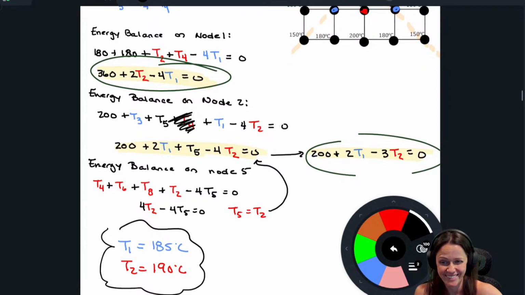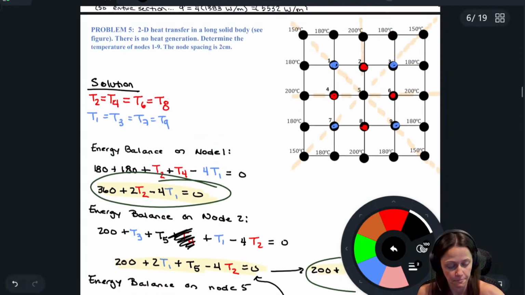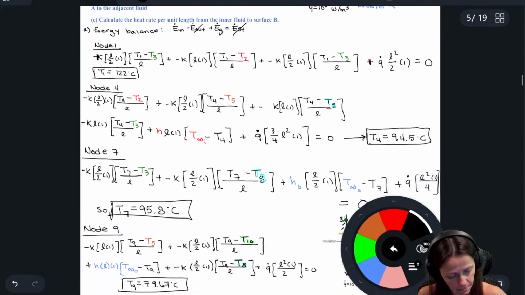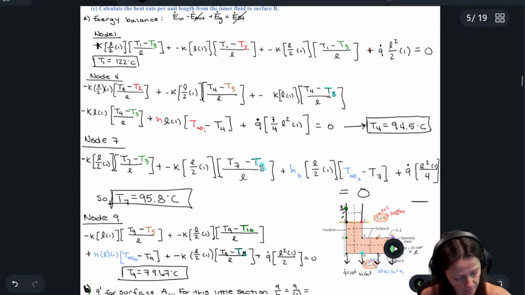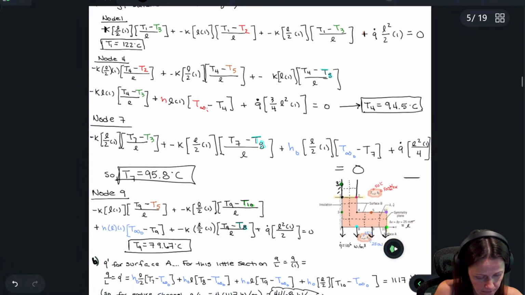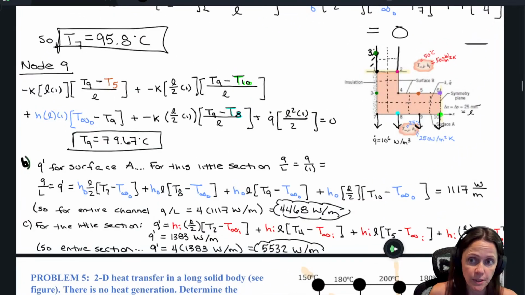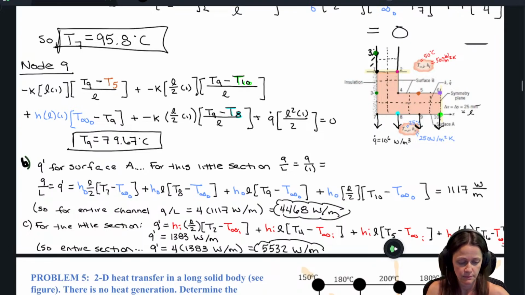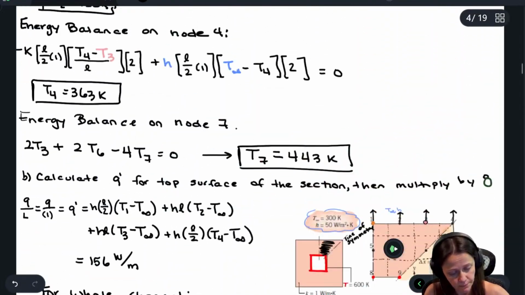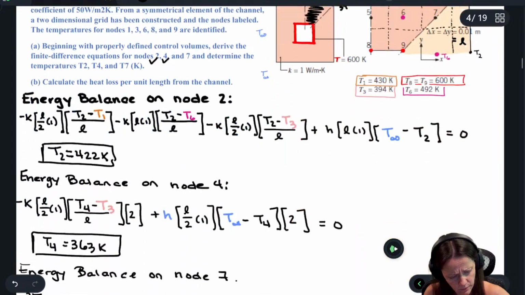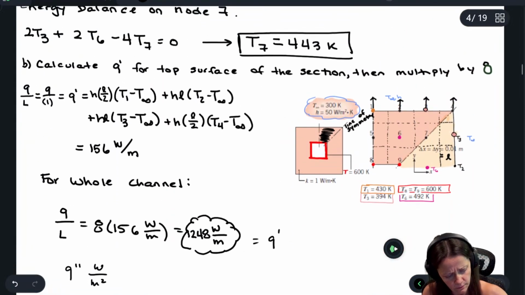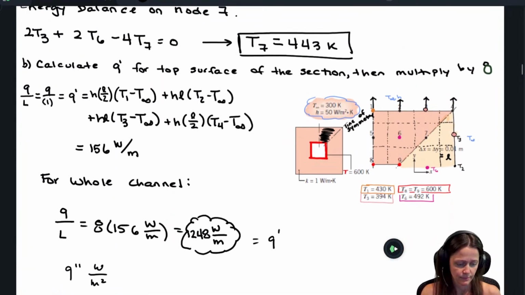Okay. I missed the number for one of these. Let me check which one it was. The Q per unit length for problem 3. This one? Problem 3. Oh, 3. The total one was 1248. Okay. 810.56. Okay, cool. Thank you. Yep.